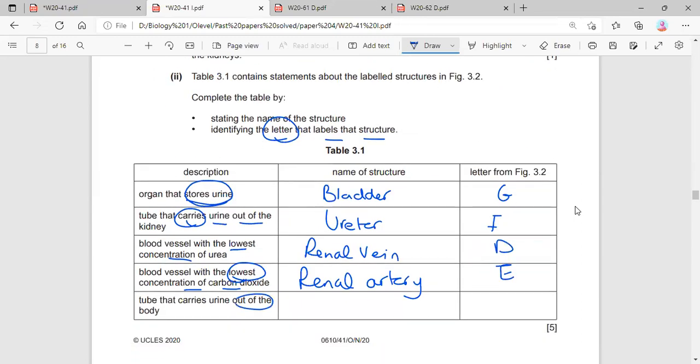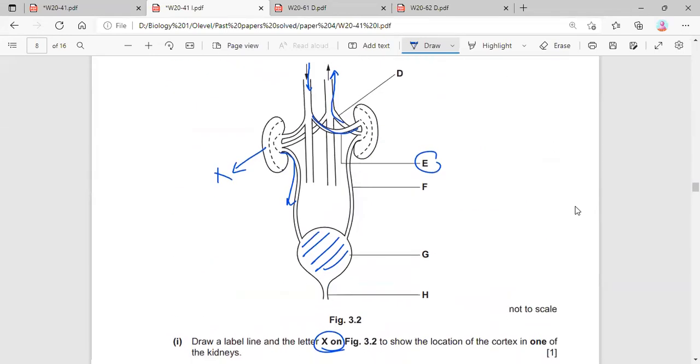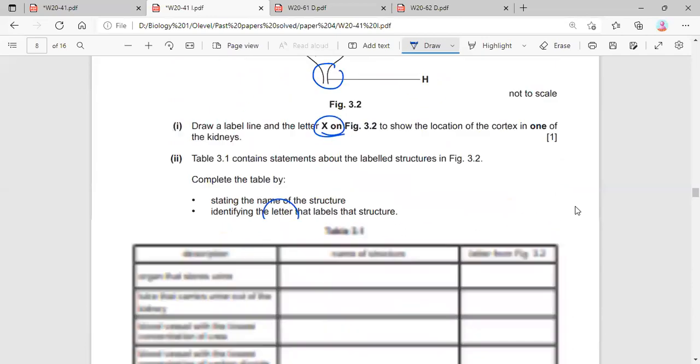Tube that carries urine out of the body. This is the urethra. Where is the urethra? Out of the body. Here it is, H.